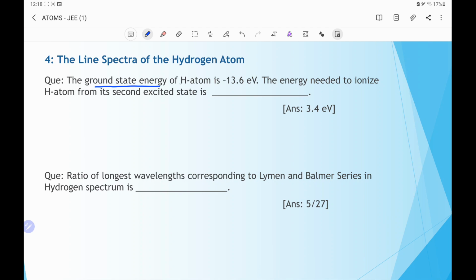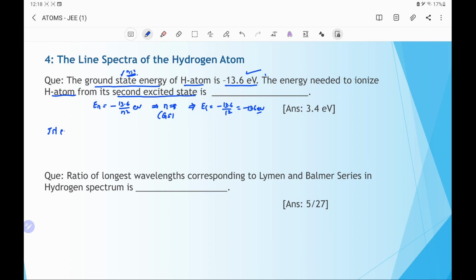Ground state energy of hydrogen atom is minus 13.6 electron volt. Ground state refers to the n equal to 1 orbit, and the energy of the nth orbit is given by minus 13.6 by n square electron volt. Therefore, for the ground state n equal to 1, this implies that E1 is equal to minus 13.6 by 1 square, that is equal to minus 13.6 electron volt. This is given in the question. The energy needed to ionize a hydrogen atom from its second excited state.